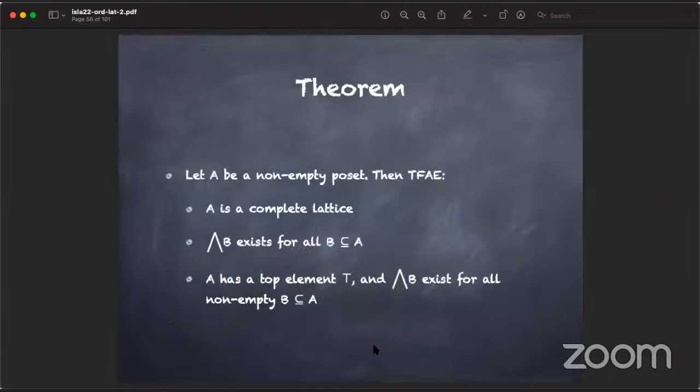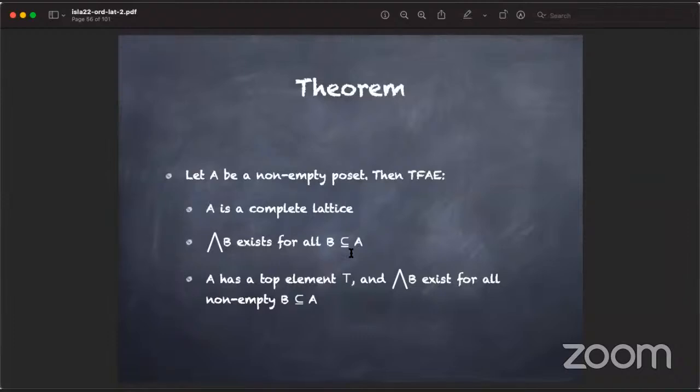Now here's a very interesting theorem on complete lattices, and that will give us a lot of examples of complete lattices. So what is this theorem? Consider any non-empty poset A. Then the following are equivalent. By the way, I am very fond of this TFAE. That's how I denote that the following are equivalent. So, A is a complete lattice. Please note that we do not need to consider join. We can only consider meet. That's what this statement tells us.